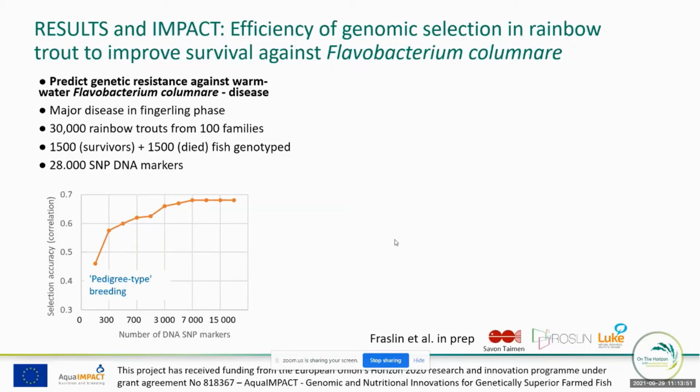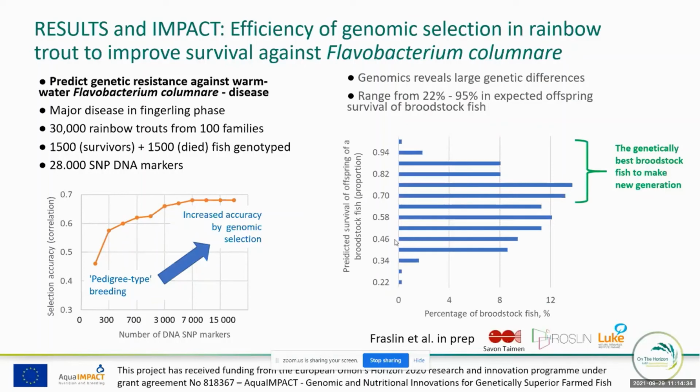Looking at the x-axis, we see that if we use some hundreds of DNA markers, this is a typical pedigree type of breeding. So we more or less establish the family relationships and family pedigree. The accuracy is low, but when we use thousands of DNA markers across the genome, this is genomic selection, and the selection accuracy is increased. And the increase in the accuracy is directly translated into a faster genetic improvement when we improve this trait. So this proves the efficiency of genomic selection.